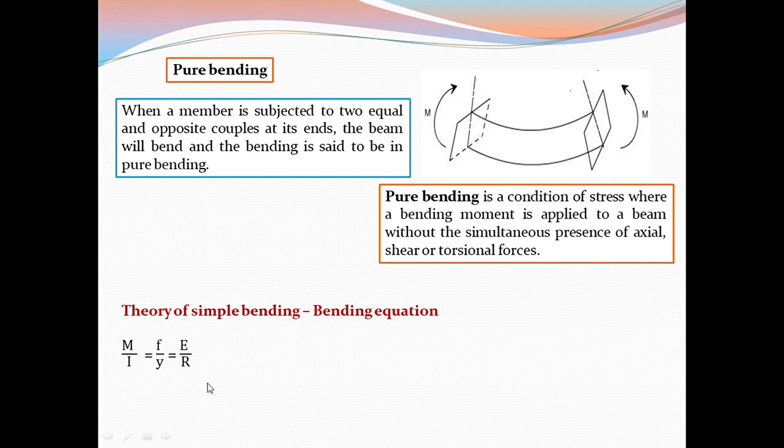Then what is this? It is the bending equation. Actually, from unit 2, you have already known well about this theory of simple bending, is it not? M by I is equal to F by Y is equal to E by R. This is known as the bending equation, right? Here M is the moment, I is the moment of inertia, F is the stress, Y is the centroidal distance, E is the modulus of elasticity, R is the radius of the curvature, right?